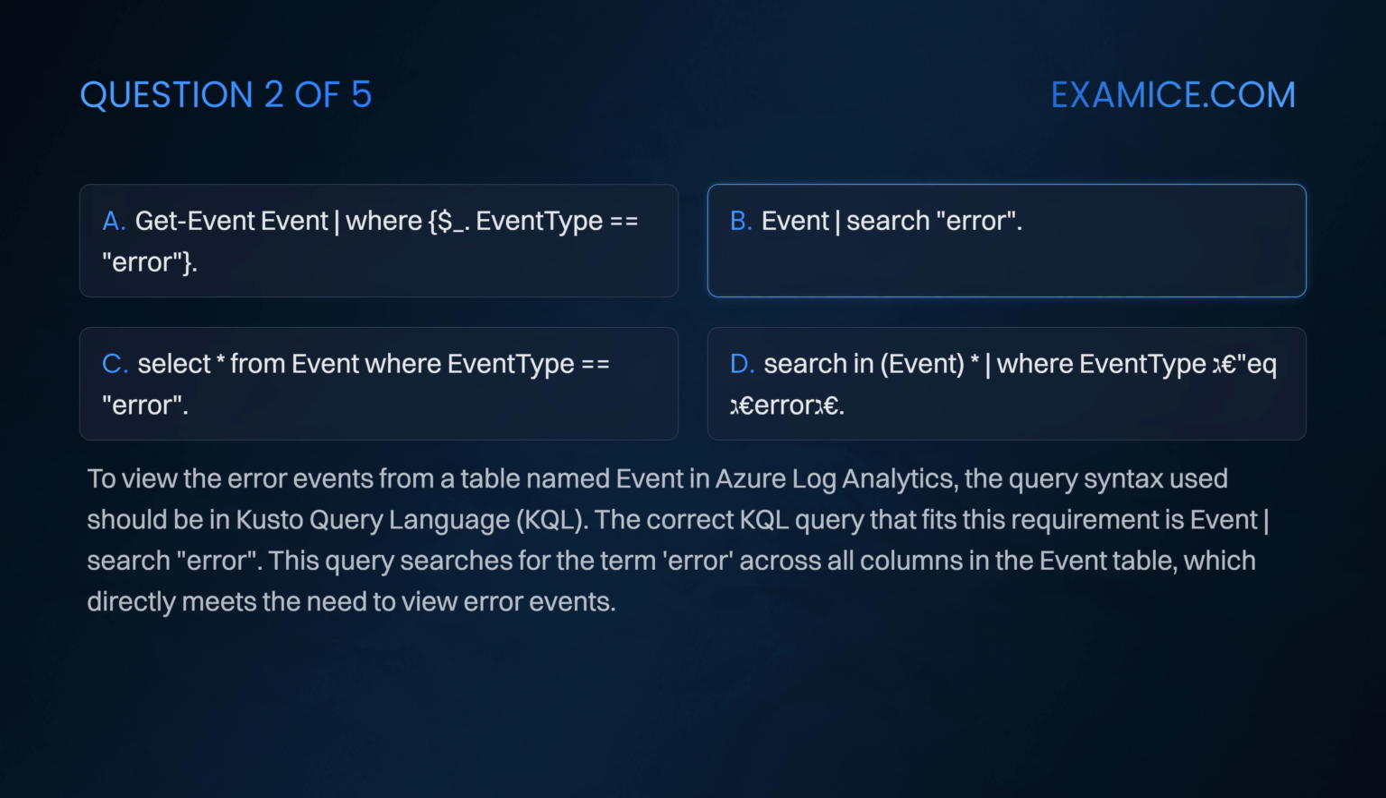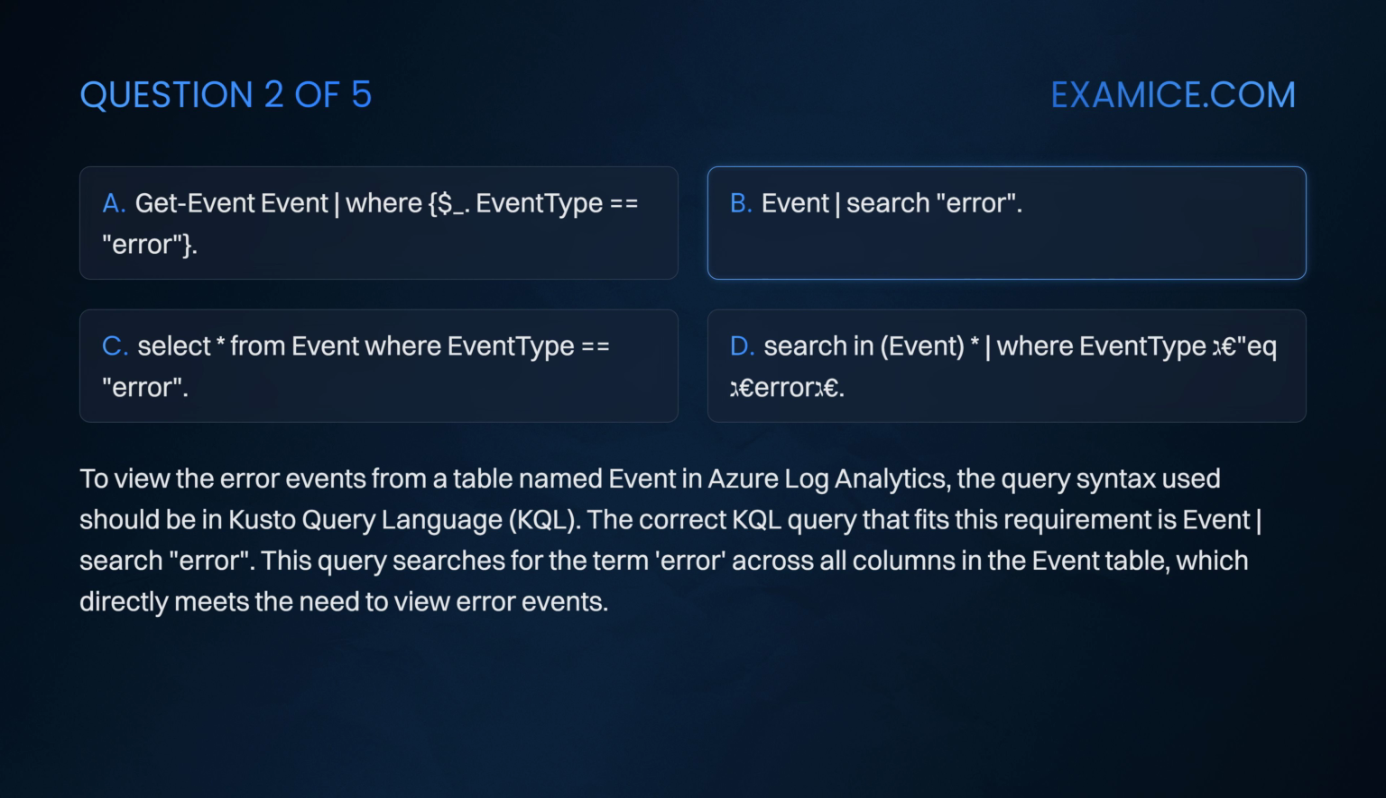To view the error events from a table named Event in Azure Log Analytics, the query syntax used should be in Kusto Query Language. The correct KQL query that fits this requirement is Event | search error. This query searches for the term error across all columns in the Event table, which directly meets the need to view error events.